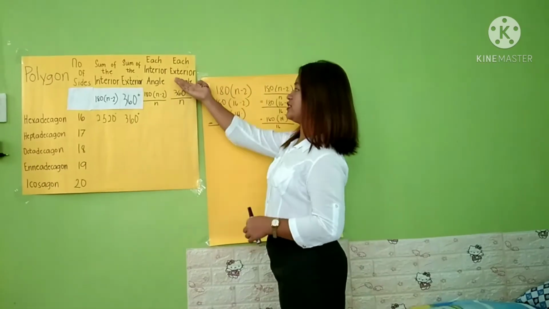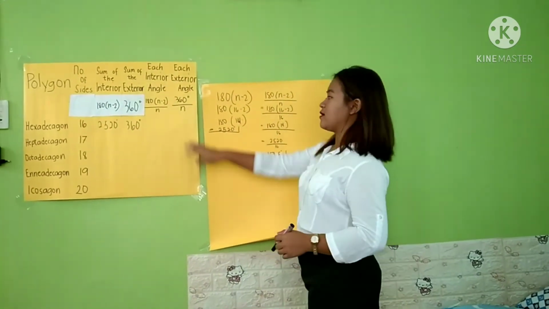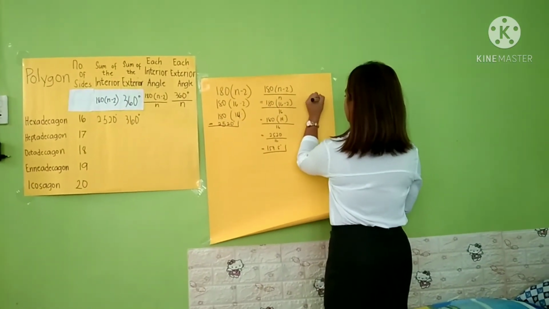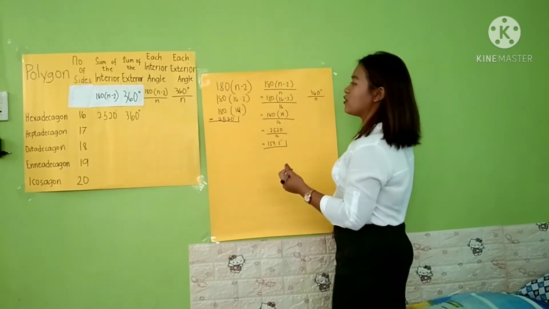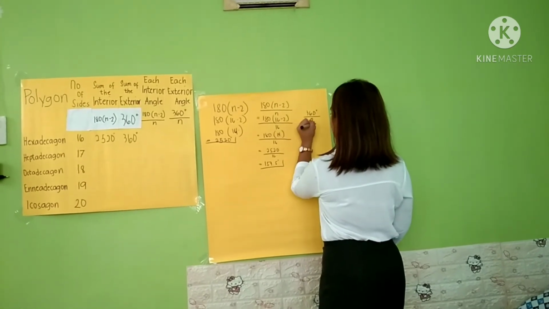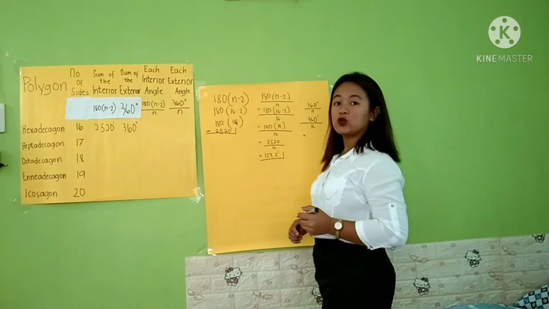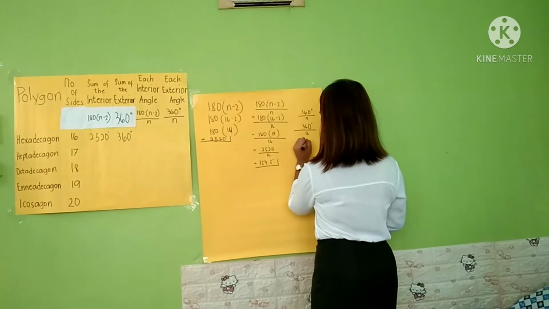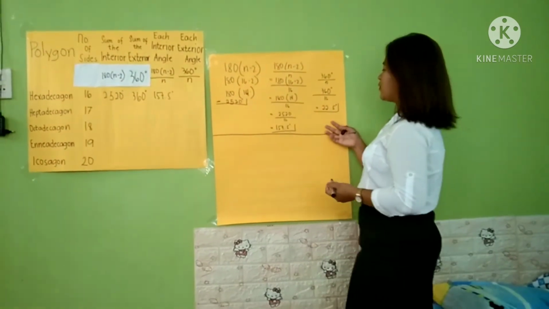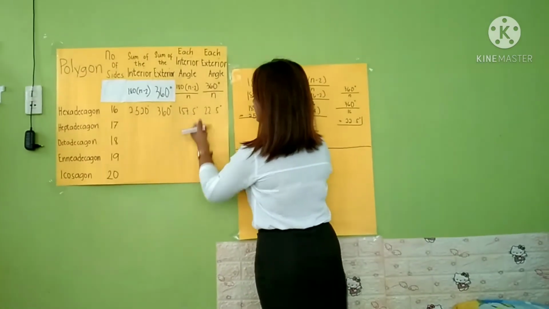157.5 degrees. How do we solve each exterior angle? The formula is 360 degrees divided by n. The n is 16. 360 over 16. The answer is 22.5. We write here 22.5 degrees.